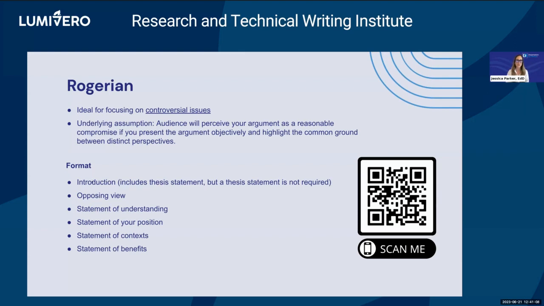This format includes an introduction, an opposing view, a statement of understanding, a statement of your position, a statement of context, and a statement of benefits. This is also really helpful if you have a middle ground argument where you see both sides and there's an argument for both sides. You're not necessarily picking a side. Again, I have a QR code here if you want to download a full PDF of a Rogerian argument. I'm going to define this format too.